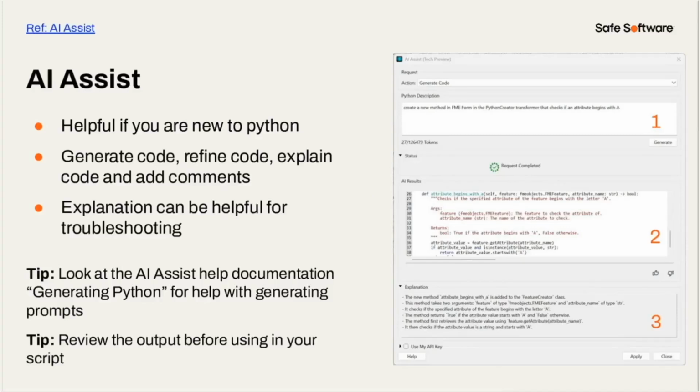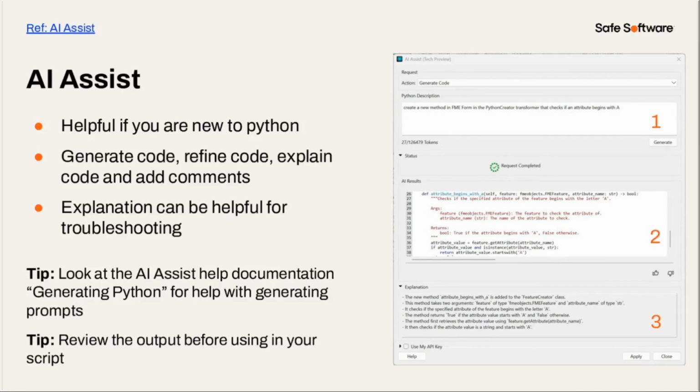So the AI Assist feature was added to FME in 2023. This can be helpful if you're just getting started with Python. The AI Assist can generate code. In this example, the generated code is in the all results box, which I've labeled as 2 in the screenshot. It can refine existing code. It can also explain code. Here you can see the explanation at the bottom, number 3 there.